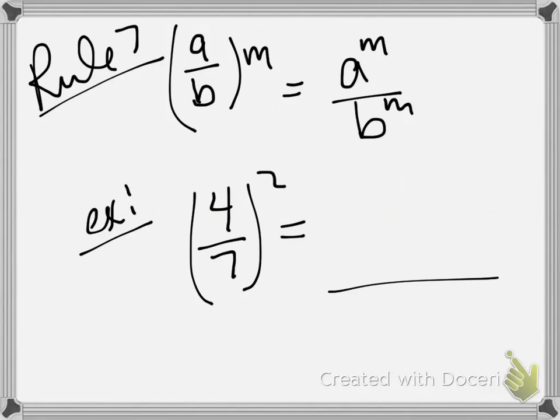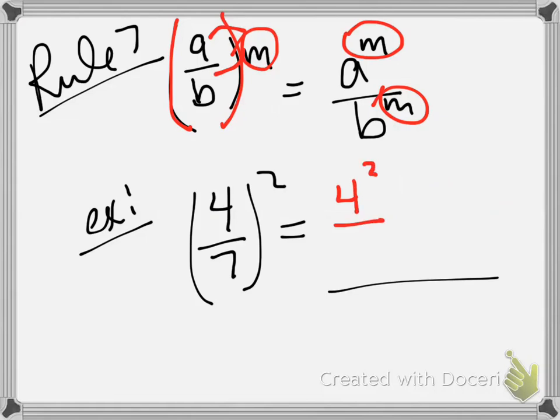The last rule is if I have something divided and then to the power. So a divided by b is grouped together and then it's to the m power. So I'm basically putting this power on each of the variables. So a to the m divided by b to the m. So if I had the example of 4 over 7 squared, I would rewrite this as 4 squared over 7 squared, and then I could go ahead and even say this is 16 over 49.